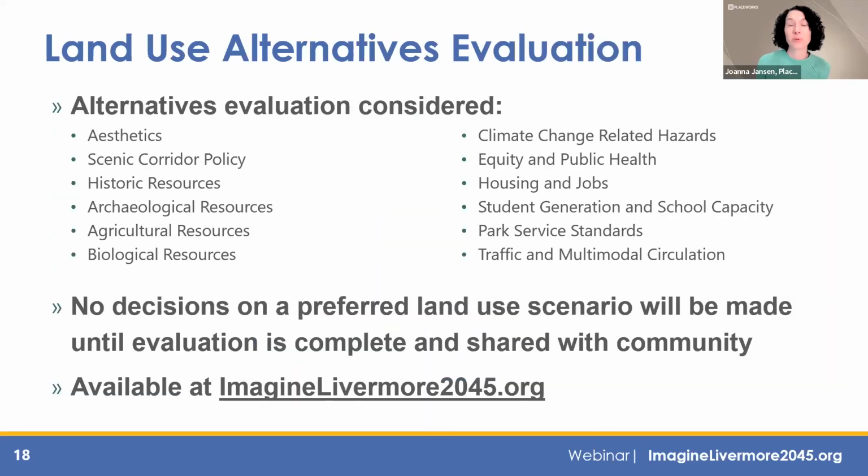We've also completed a land use evaluation that can help inform our choices about the land use alternatives. This is again available at imaginelivermore2045.org. It looks at a range of different important topics and how the land use alternatives would perform in each of these categories. I want to be clear that we're not making any decisions about land use changes today or as part of this meeting.